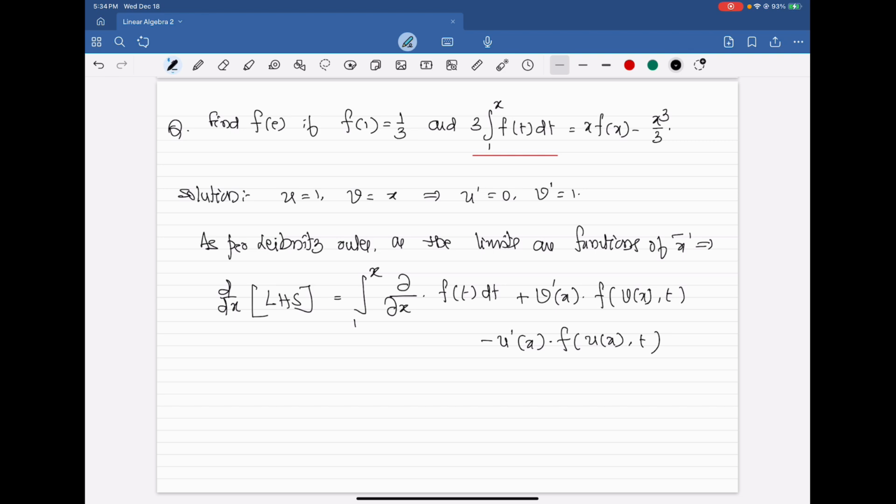Now you just see what happens. Integral of ∂/∂x of function t dt. In function t dt there is no x term. When you see the left hand side, forget about the right hand side, whatever is given in the problem, then this value will become 0.